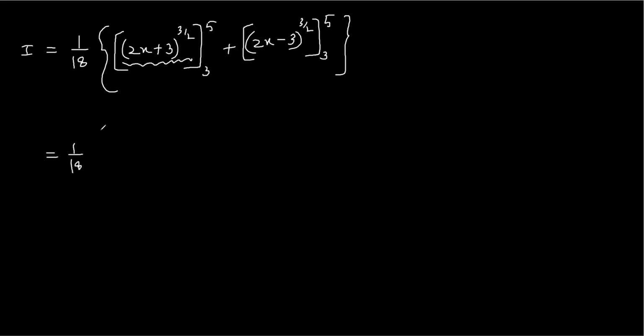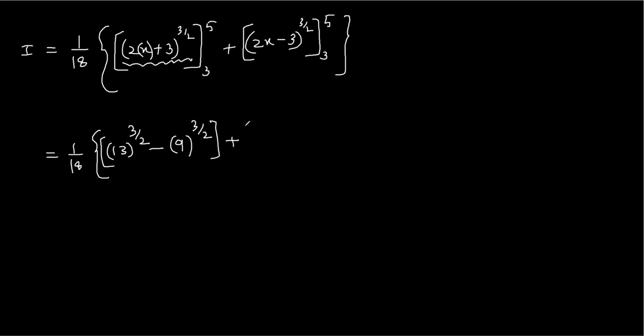So I get here 1 over 18. Inside the bracket, I get 2 into 5 plus 3, that is 13. 13 raised to 3 by 2 minus 2 into 3, 9 raised to 3 by 2. This is upper limit minus lower limit for this part. I repeat again what I did. Where I have x, I will put the upper limit, which is 5. So 2 into 5 is 10. 10 plus 3 is 13. 13 raised to 3 by 2 minus, wherever x, I will put 3, the lower limit. 2 into 3 is 6. 6 plus 3, 9. 9 raised to 3 by 2. This is upper limit minus lower limit for the first part.